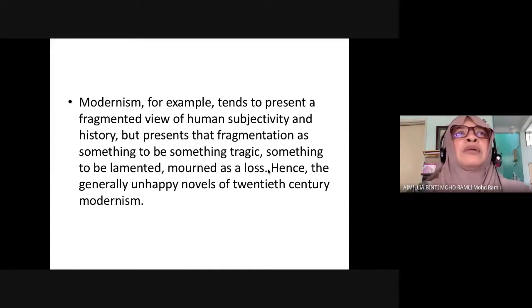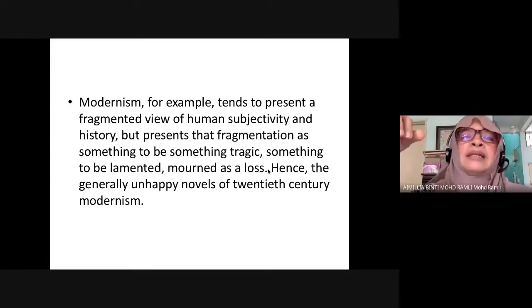We say that we are Muslims, but in universities, for example, we study Western knowledge and Western sciences that are devoid of any religious or spiritual element. So we are fragmented in that way. But to the modernists, this is something that is sad, that should be lamented. Hence, the generally unhappy novels of 20th century modernism.